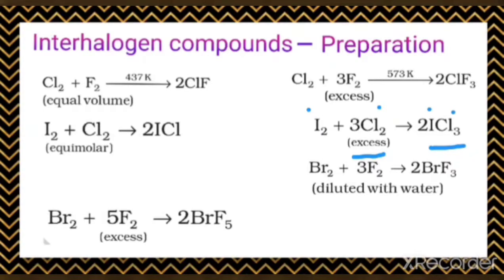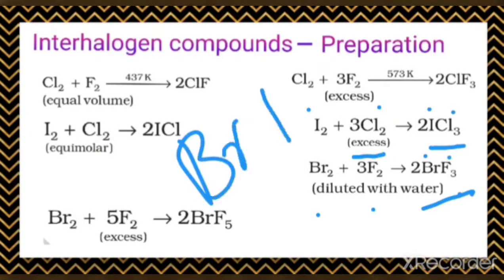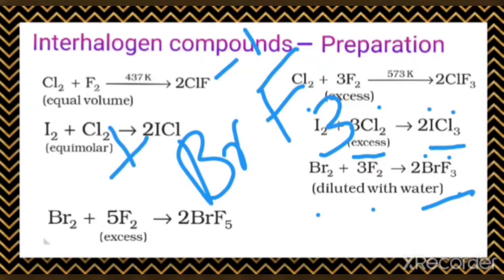And if you want to prepare BrF3, what are the two halogens we need to take here? That is bromine plus three fluorine. So we get 2 BrF3. How do we name this one? That is bromine trifluoride. So in this compound BrF3, F gets a -1 oxidation state and Br gets a +3 oxidation state. So fluorine, as we have learned, always forms a negative oxidation state.